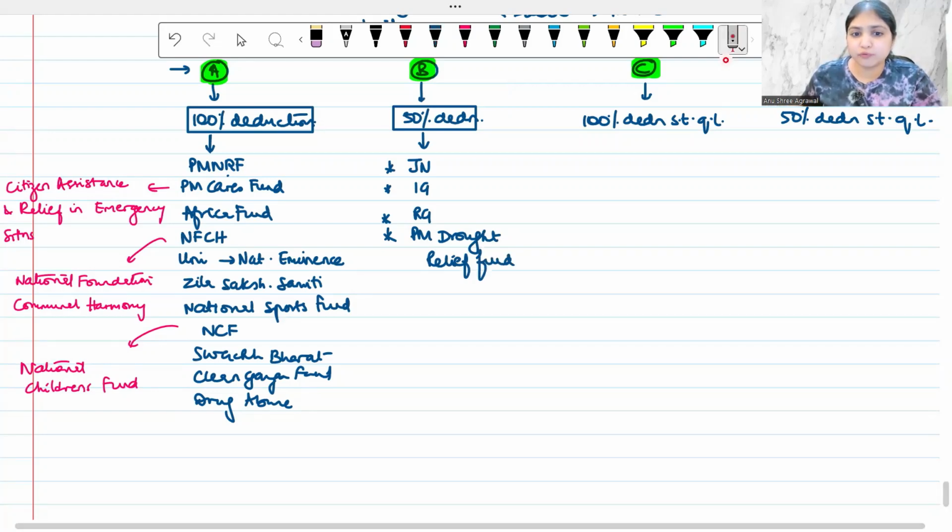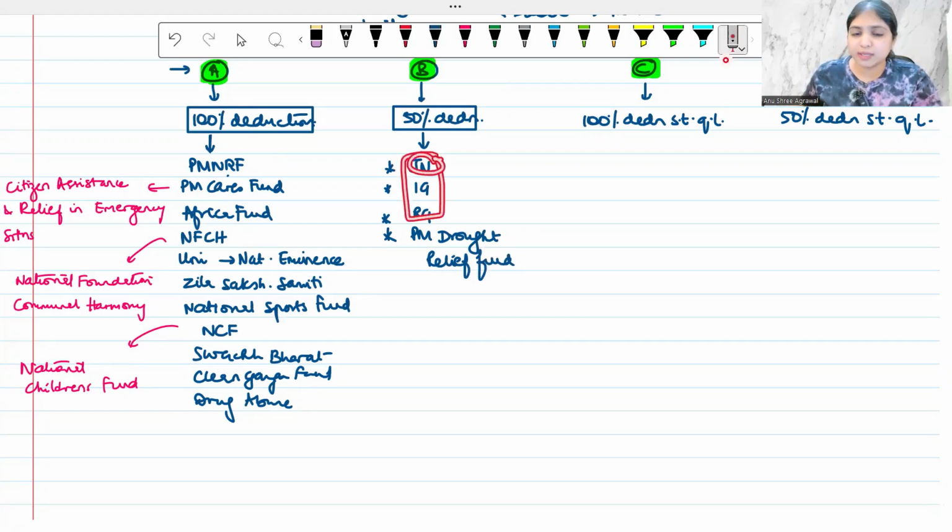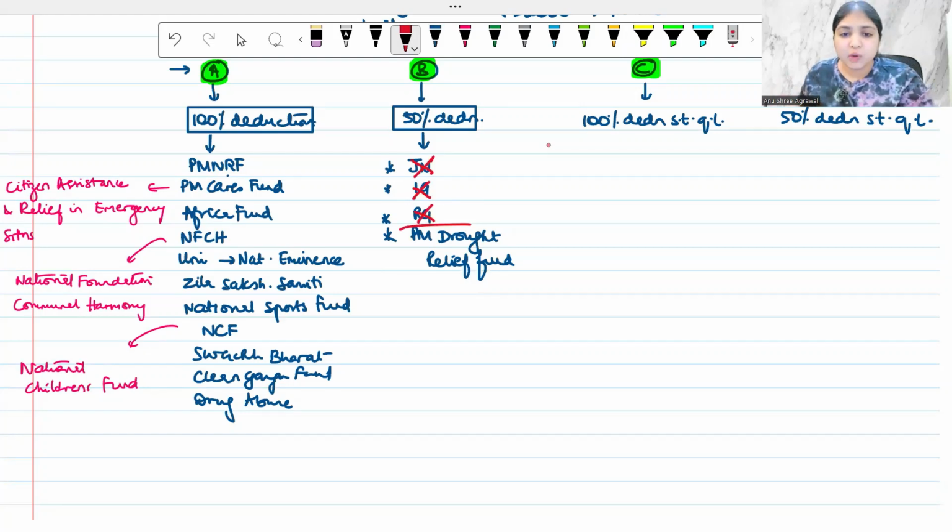Here we had the Nehru family: Jawaharlal Nehru, his daughter Indira Gandhi, her son Rajiv Gandhi. Take this as a hint, this is how we used to learn this. So under category B, we had these 4 adjustments. But if you look at Finance Act 2023, the first 3 funds from the Nehru family have been removed, and we only have Prime Minister Drought Relief Fund left over here.